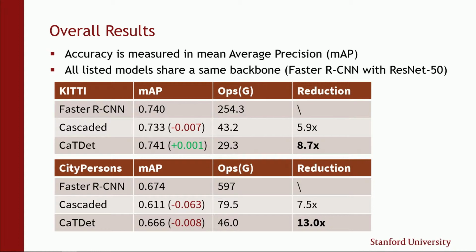So as you can see here, the Cascaded system achieves decent mAP on the KITTI dataset with less than 1% accuracy loss. But if we switch to a more difficult dataset like CityPersons, then the accuracy loss is non-negligible, which is more than 6%. And for our CaTDet system, on both datasets, it achieves little or no accuracy loss, while reducing the number of operations by about 10 times. We show that temporal information is necessary to preserve the mAP.